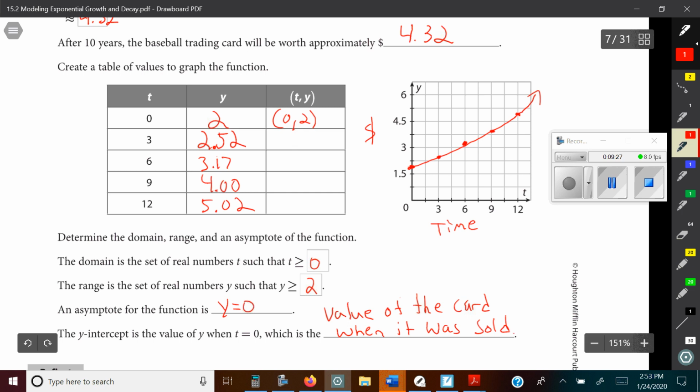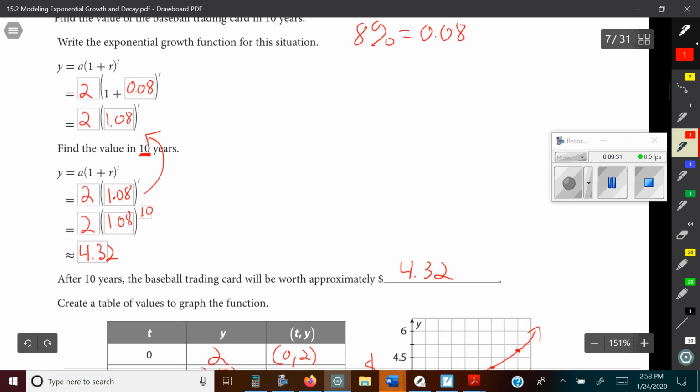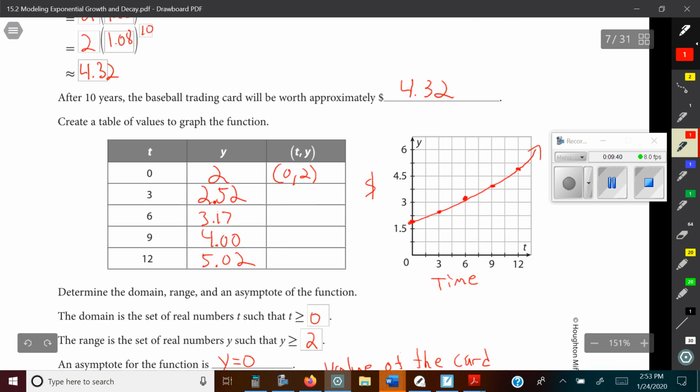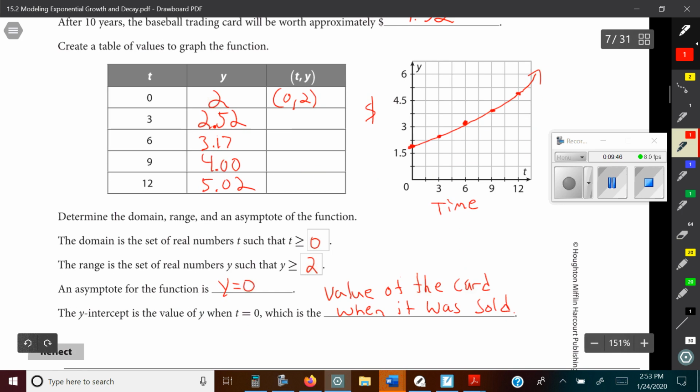Okay, so that's a lot of steps there. But what we want to do is go back to the beginning here. First write out the function, answer the first question, what happens at 10 years. Take the numbers from the graph and use that for our x. Plug those in and then graph the function and then tell what the domain, range, asymptote, and what the y-intercept means in terms of the problem.